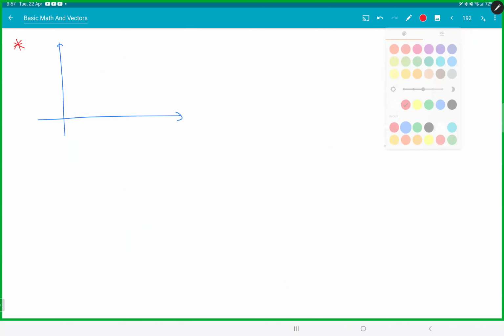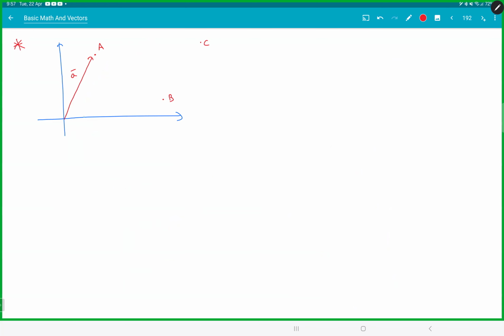So if there are 4 random points here, let's say this is A and this is B and this is C. If this is A bar, this is B bar, and this is C bar, and you want to form a triangle with these 3 points here, and you want the area of this triangle.